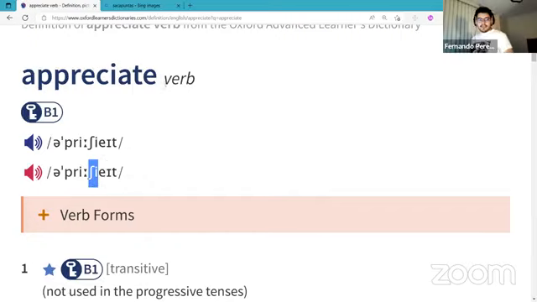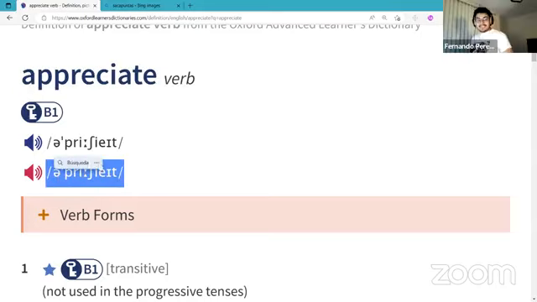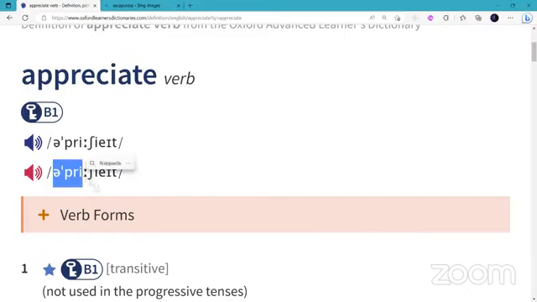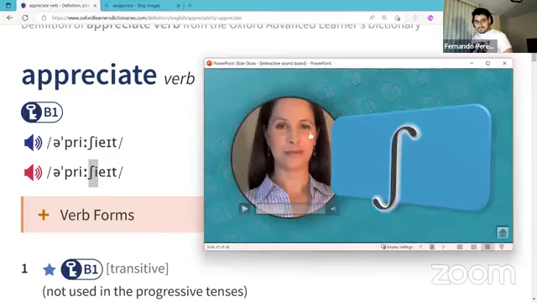Okay. You are looking at the word. No, don't look at the word. Look at the symbols. Apri. And then this. Remember the symbol. Pronunciation.